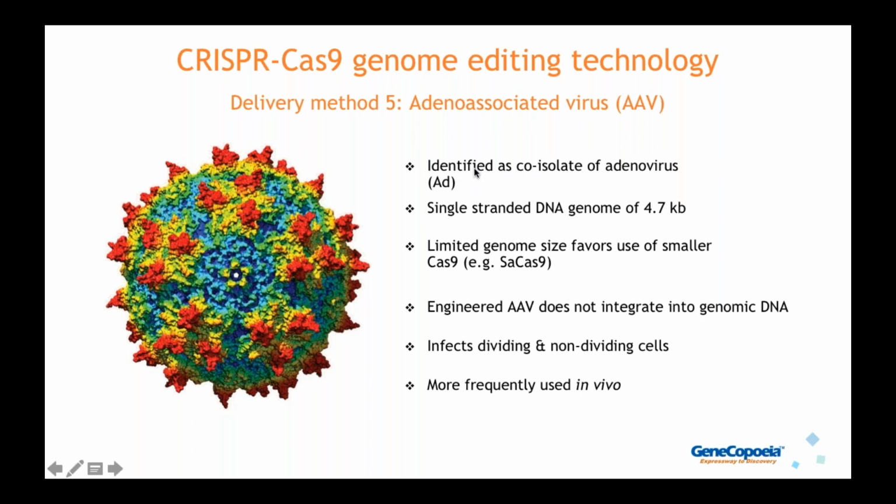So what is AAV? Well, it's a virus that was first identified as a co-isolate of adenovirus, hence the name. It has a single-stranded DNA genome of 4.7 kb, and as I mentioned, SP-Cas9 is 4.3 kb, so it's right at the size limit. So it favors the use of smaller Cas9s like SA-Cas9. Engineered AAV, unlike lentivirus, does not integrate into genomic DNA, and it infects both non-dividing as well as dividing cells. But as I mentioned, it's most frequently used in vivo.